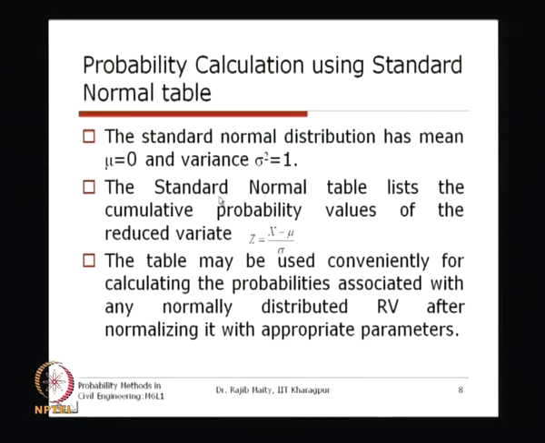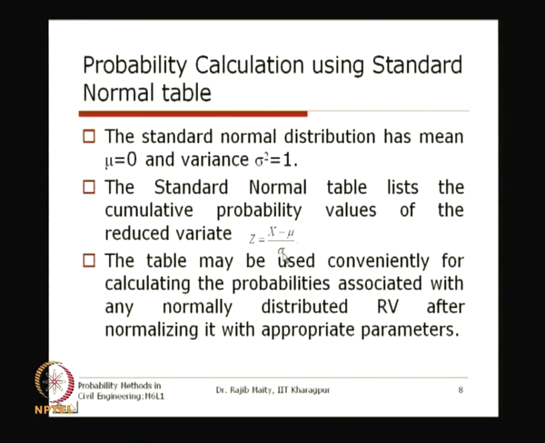So, this is what is explained here. The standard normal distribution, as you know, has the mean mu equal to 0 and variance sigma square equal to 1. So, the standard normal table lists the cumulative probability values of the reduced variate z equals x minus mu by sigma. This is important: this x is following a normal distribution which has the parameters mean mu and variance sigma square.